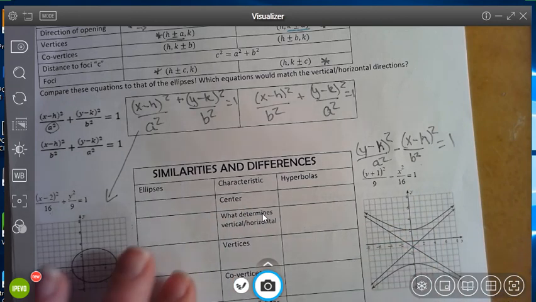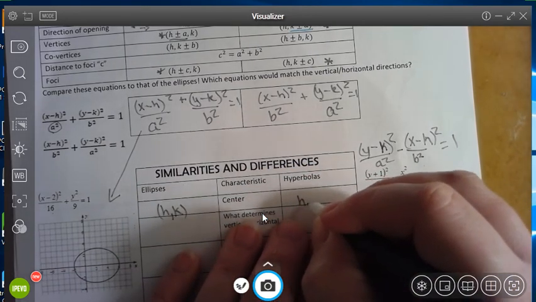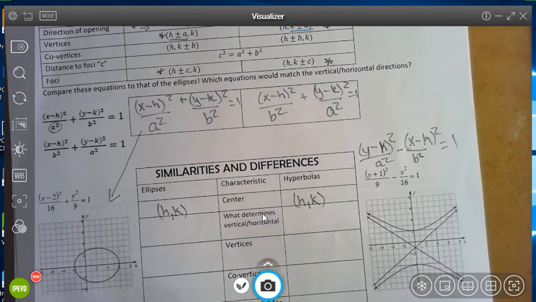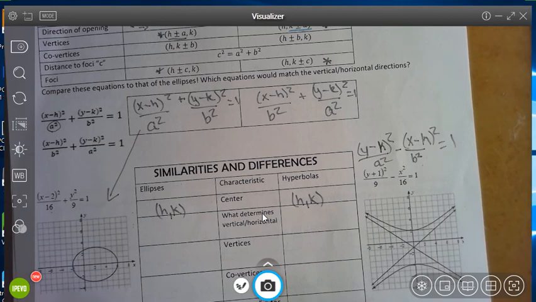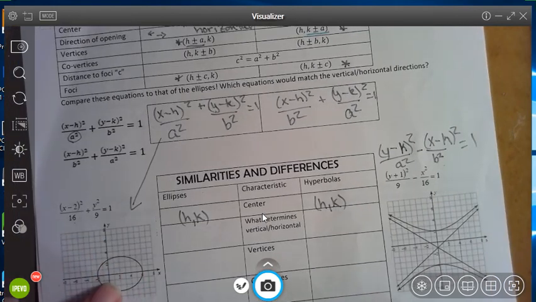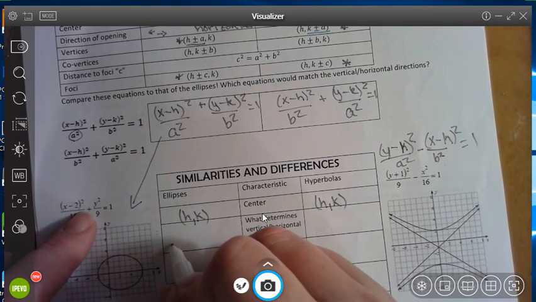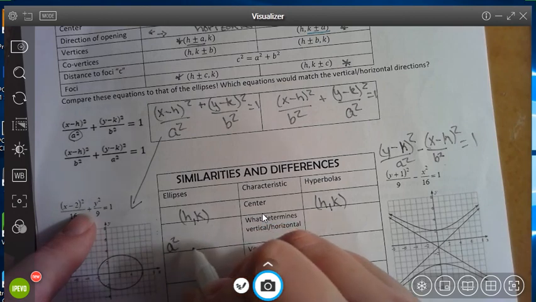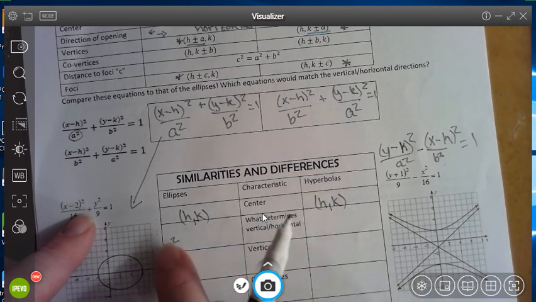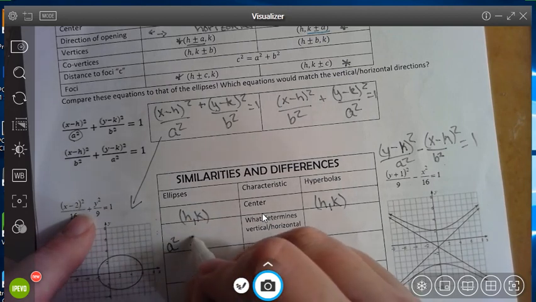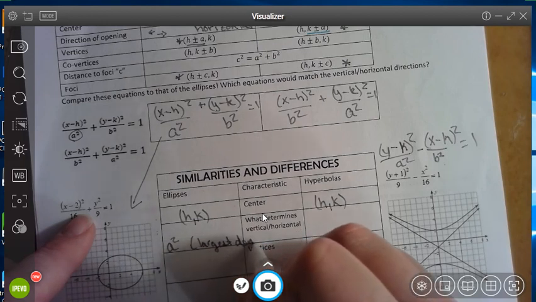So how do we find the center of an ellipse? Well, that's (h, k). How do you find the center of a hyperbola? Well, that's (h, k). All right. What determines the vertical versus horizontal? Well, over here, it will make it vertical if your a squared is under the y. So a squared is what determines vertical versus horizontal. Okay? A squared. It's the largest denominator.